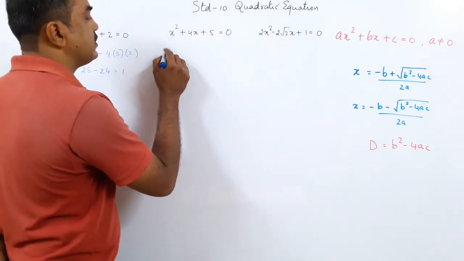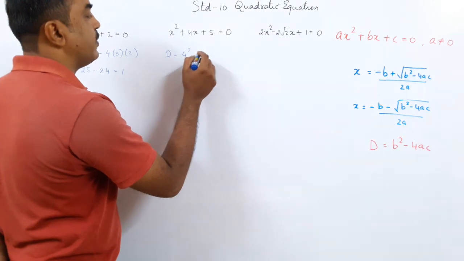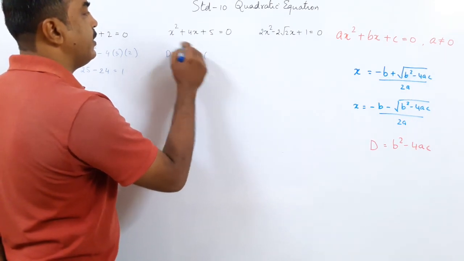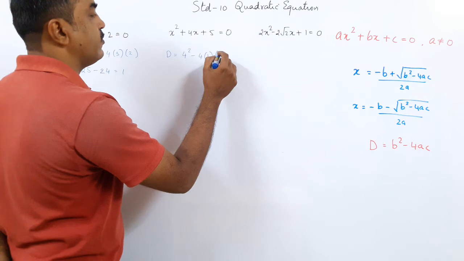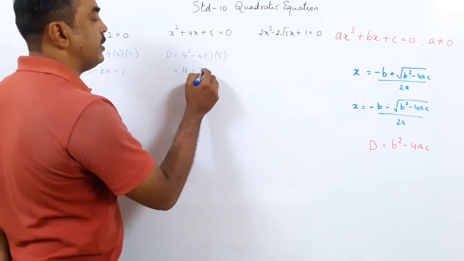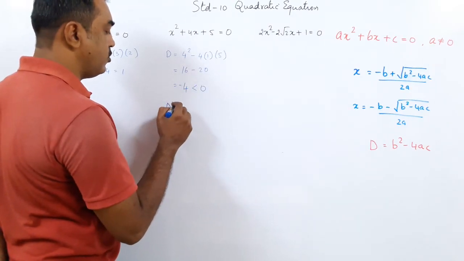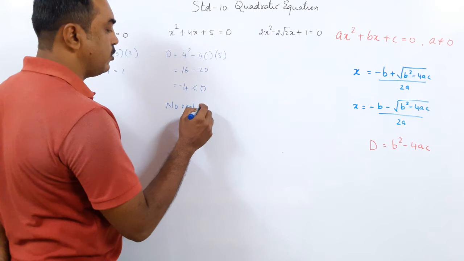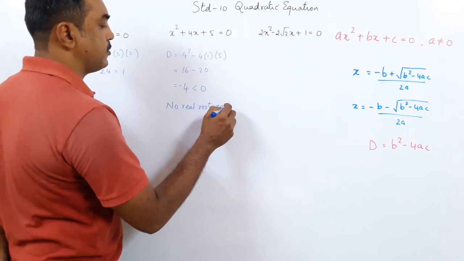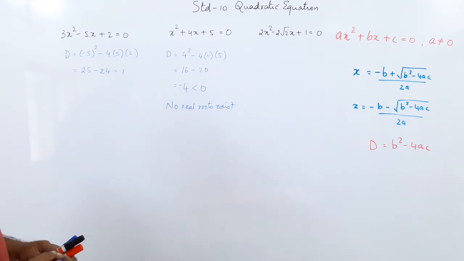Let us look at D of this one. b square is 4 square minus 4, a is 1 and c is 5. 4 4s are 16. 16 minus 20 is minus 4, less than 0. So we'll write here no real roots exist. Because we got this less than 0, this cannot have real roots.